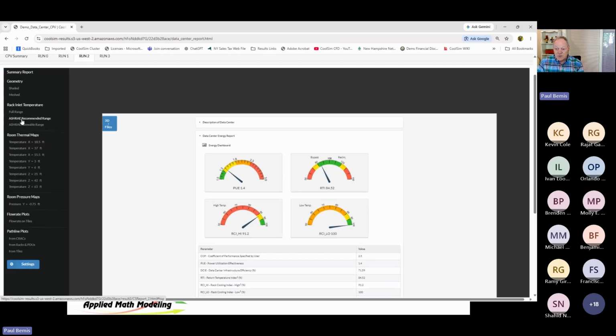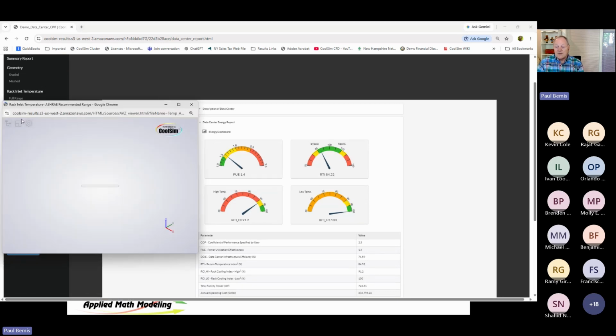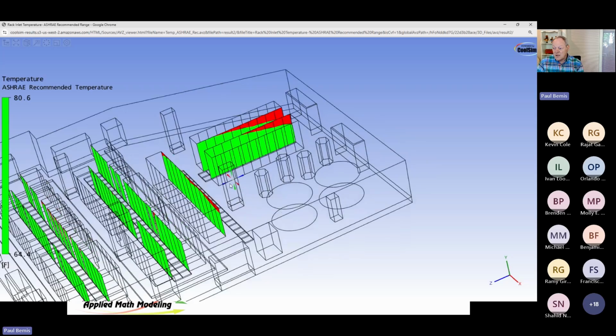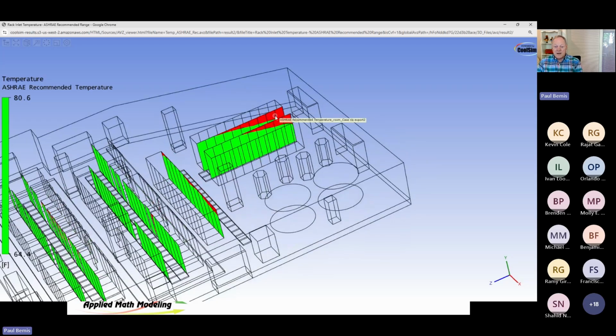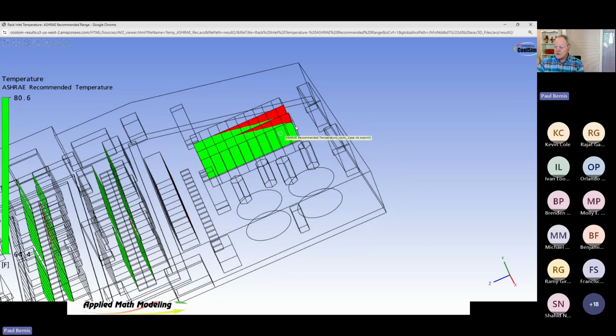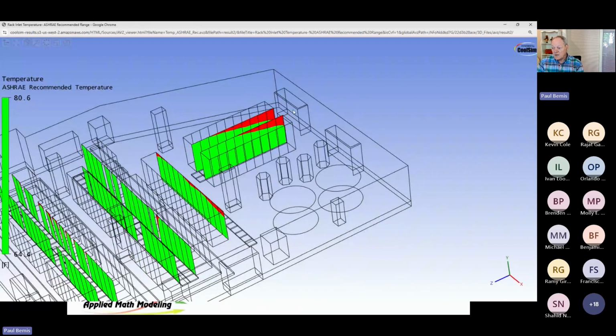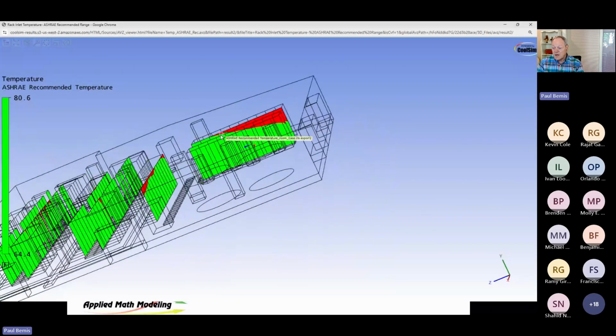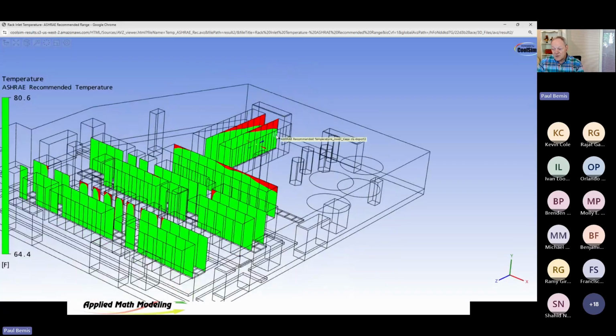This is always the one I go to, ASHRAE recommended. And then I take a look at where they are. And I'm already beginning to understand that this end of the data center is problematic. It's problematic for a couple of reasons. One, this distance is so close that when this thing is running, the underfloor velocity here is really high, and that's causing problems.